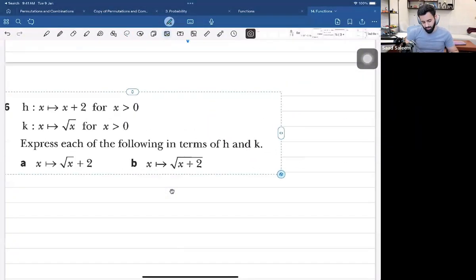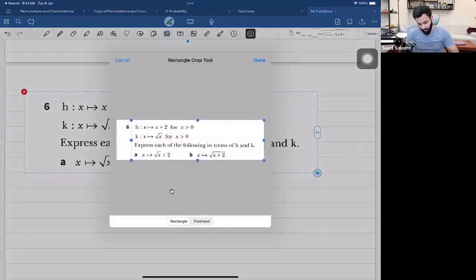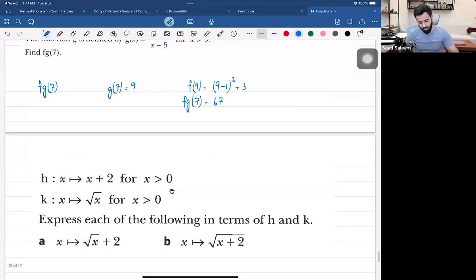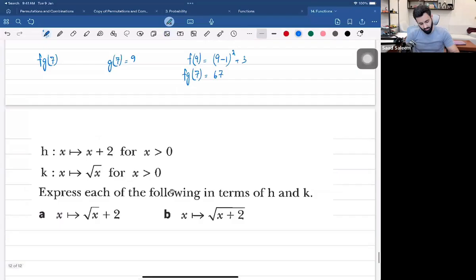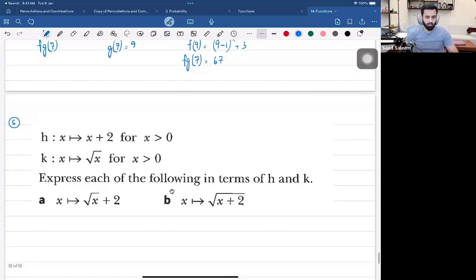Okay, so now we have some slightly different type of questions where we are given the composite function and we have to decide how the composite function was obtained. You can see the two functions are given and we have to figure out whether it was h of k or k of h.